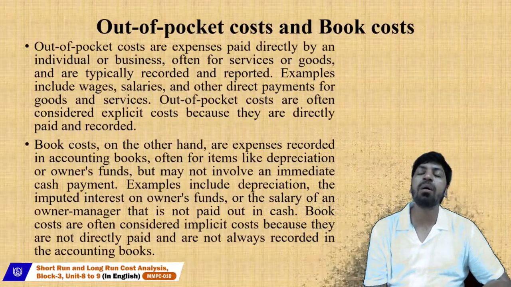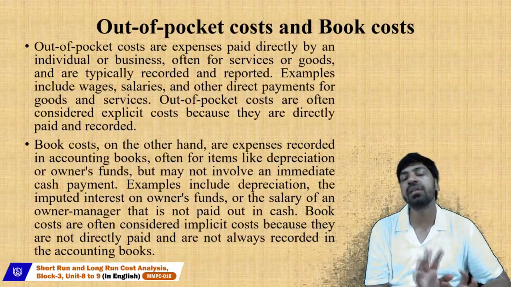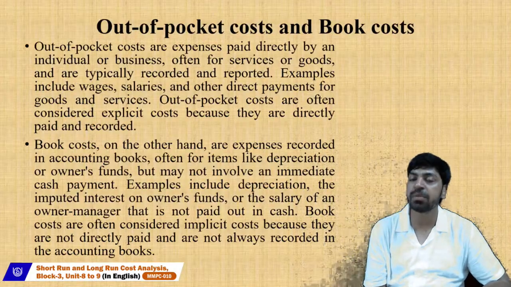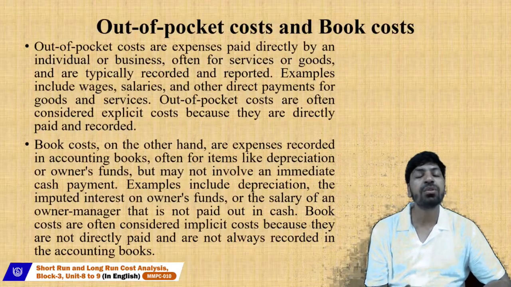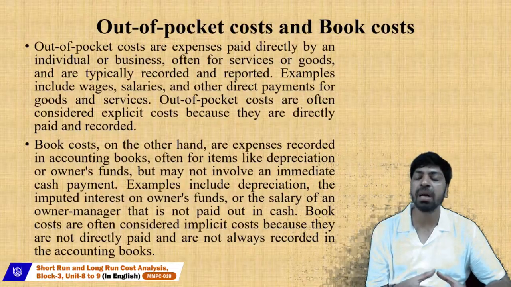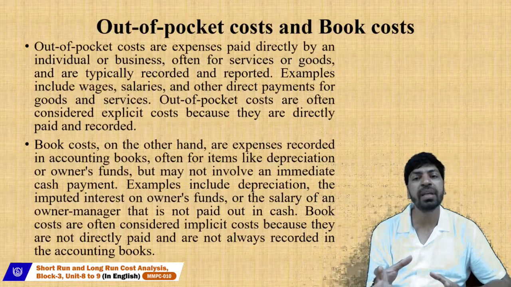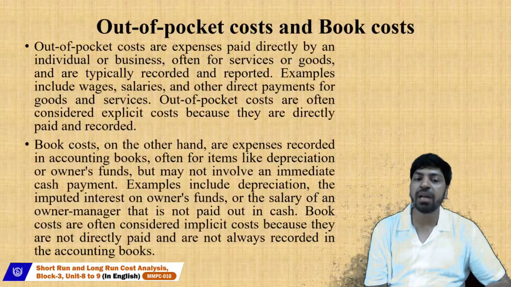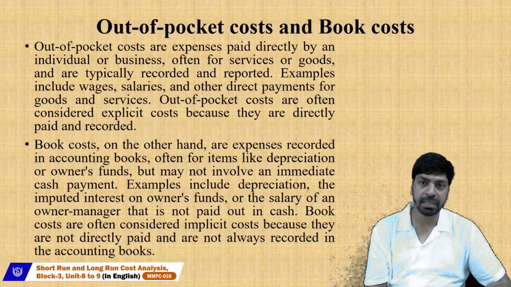So book costs are also often considered implicit costs because they are not directly paid. They are not always recorded in the books of accounts, and that's why it becomes the book cost. So it will be recorded in the accounting books in the form of additional, you can say indirect, expenses like depreciation and owner's funds, which are not directly involved in cash payments.